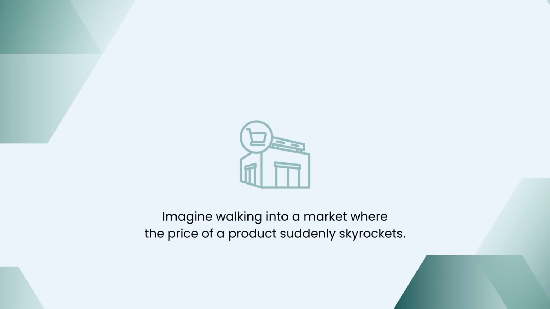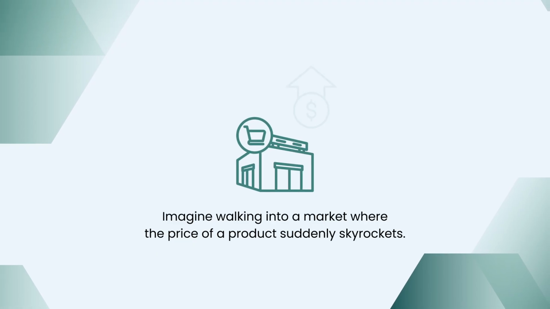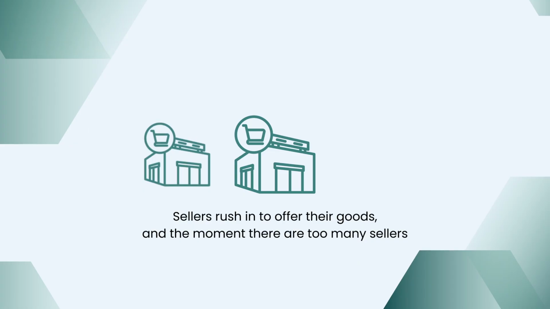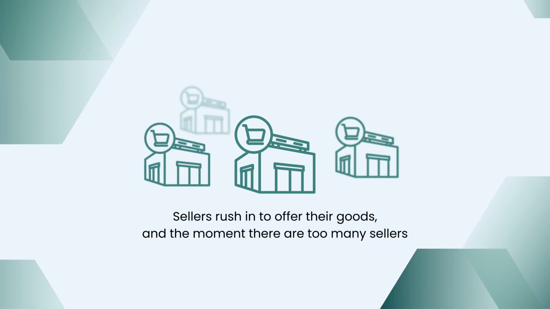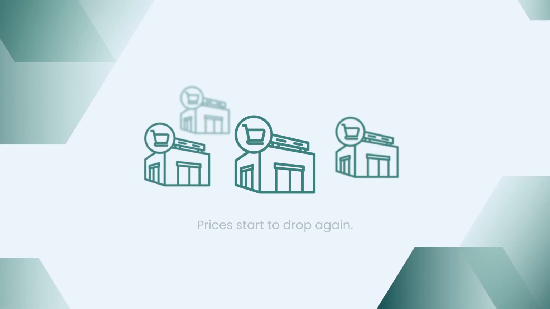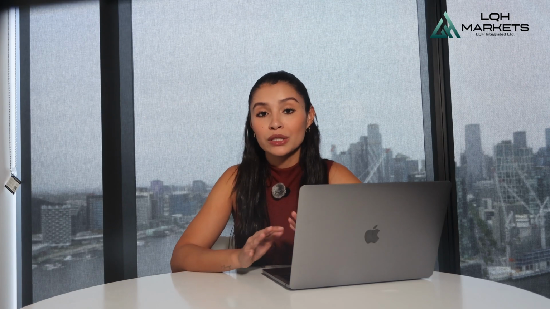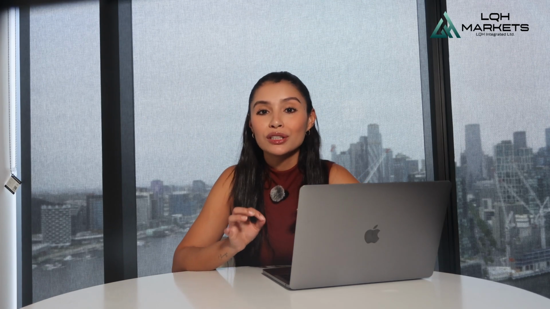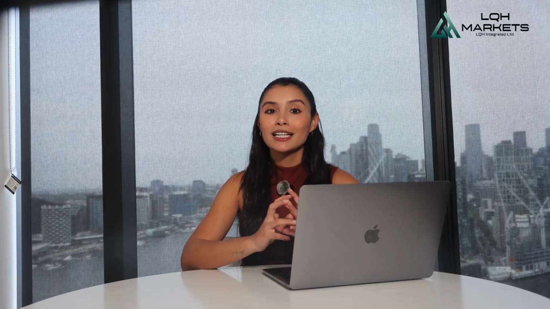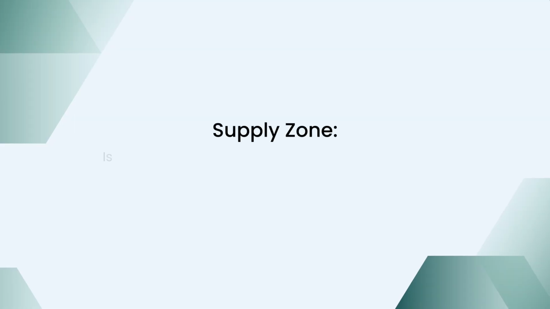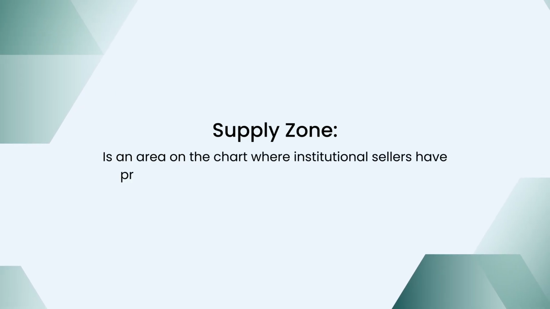Imagine walking into a market where the price of a product suddenly skyrockets. Sellers rush in to offer their goods, and the moment there are too many sellers, prices start to drop again. That simple balance between too much supply and not enough demand is the same dynamic that creates supply zones in trading.